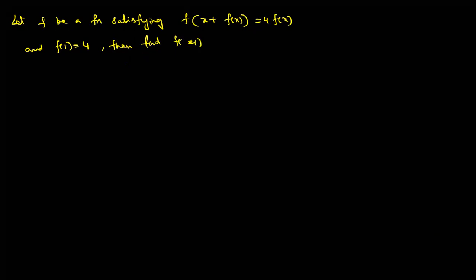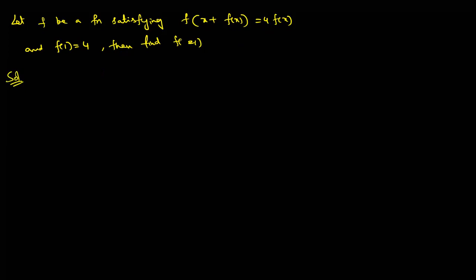Just a minute, let me see if the question is correct or wrong. Let f of x plus f of x is equal to 4 times f of x. f of 1 is 4. Okay, then find f of 21. Correct. So please write down, dear students, what is the answer?